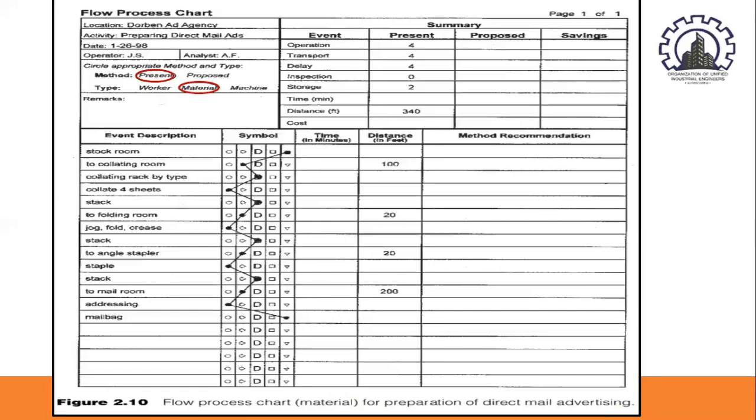Now, as you can see on the right upper part of the chart, you have there the summary. The summary is divided into 4 columns. You have there the event, the present method, the proposed method, and the savings. In event, you have their descriptions of the events. You have their operation, transportation, delay, inspection, storage. And you also have there the total time taken. You have there the total distance expressed in terms of feet.